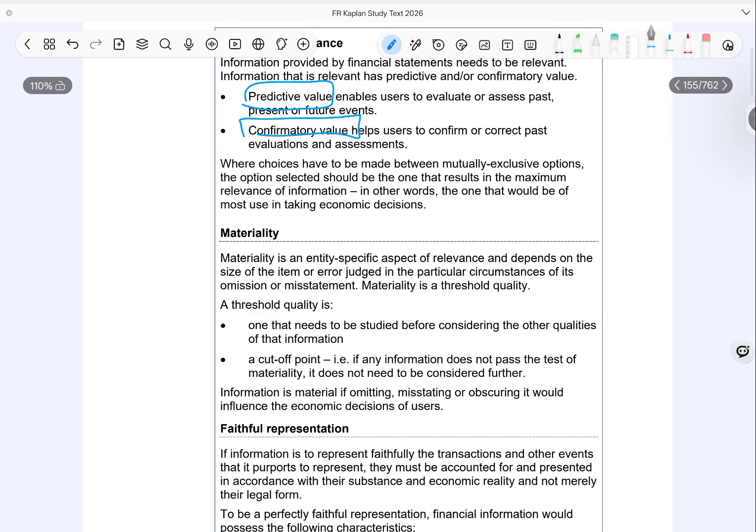Sometimes accountants have more than one acceptable accounting treatment. In such cases, they should choose the option that provides the most useful information to users. In other words, choose the option with the highest relevance.